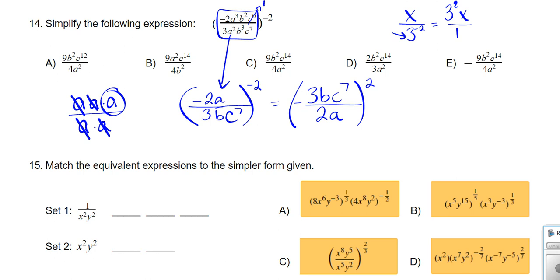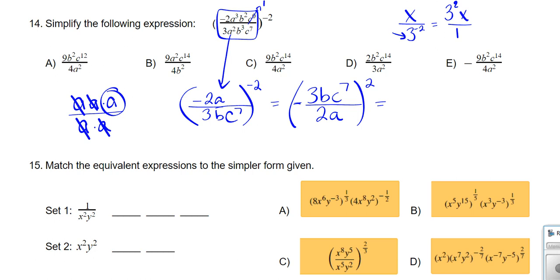Okay, now let's deal with the exponent. So that negative, it's got to go somewhere. So a negative, what does this squared thing mean? It means this whole thing in the parentheses times itself. So you've got a negative times a negative. What's that going to be?